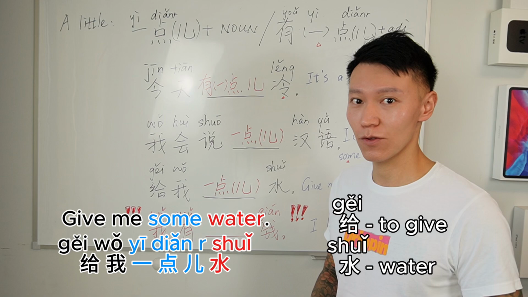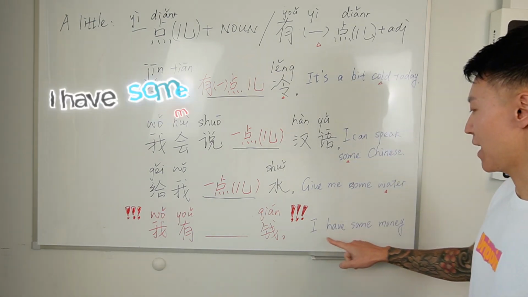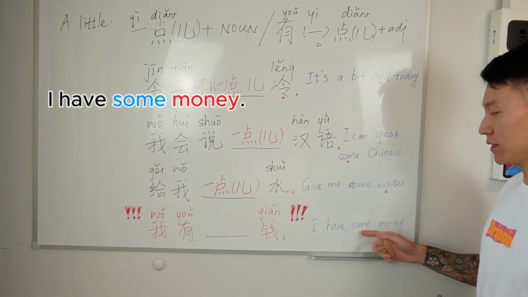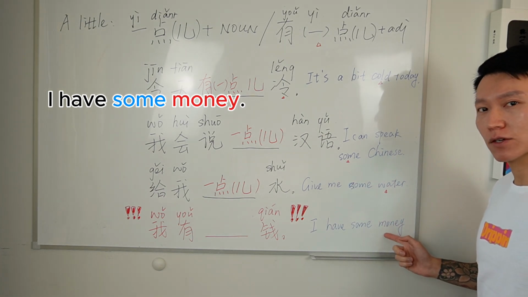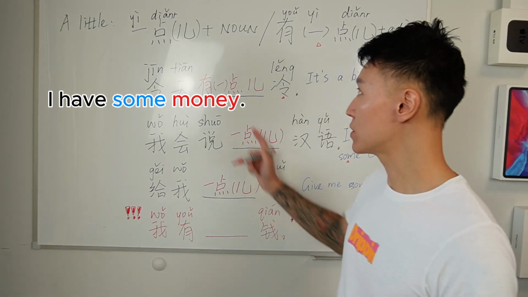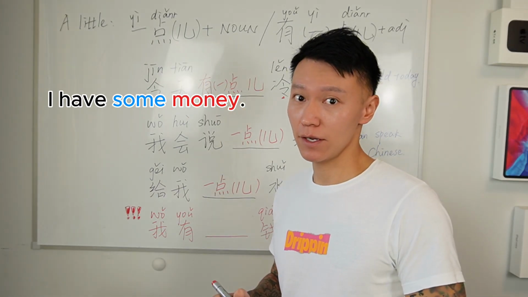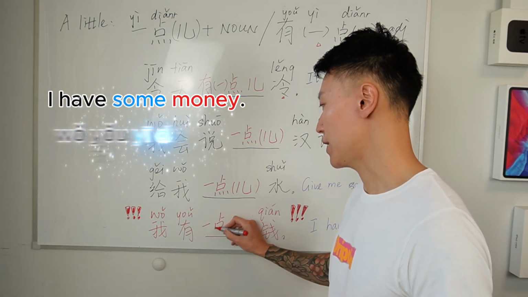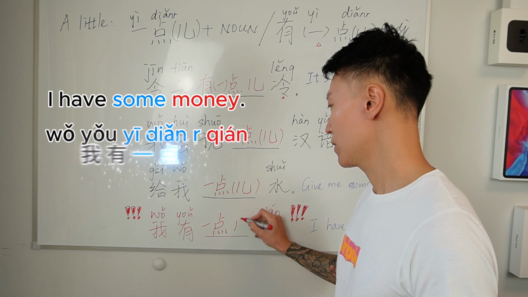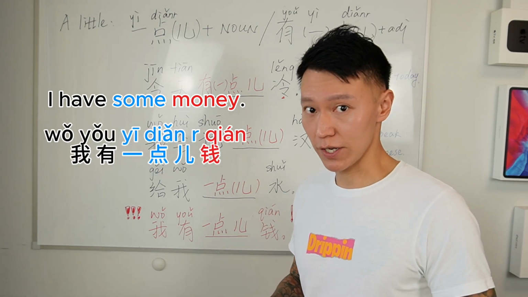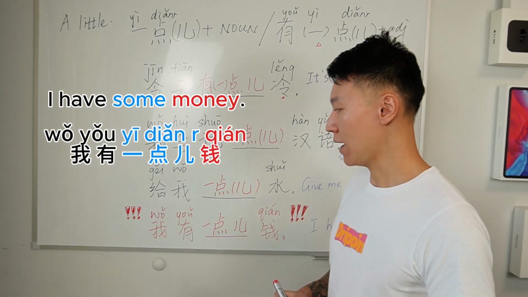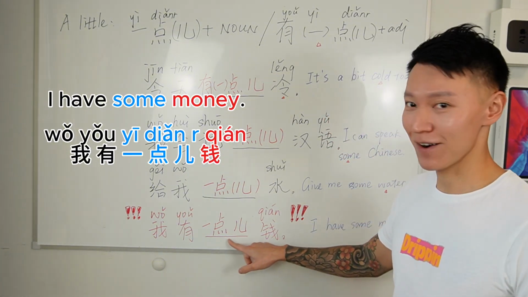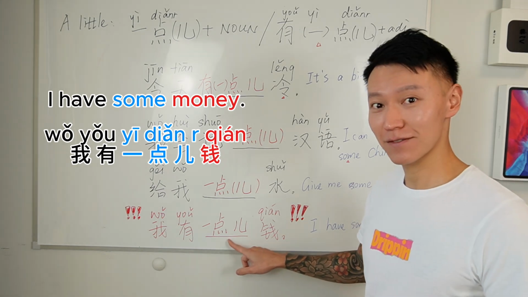Okay, now let's look at the last one. I have some money. So after some or a little bit, we have money. Money is also a noun. So we would also use 一点儿 here instead of 有点儿. So 我有一点儿钱. Alright? And if you have noticed, here we have 有一点儿, 有一点儿.